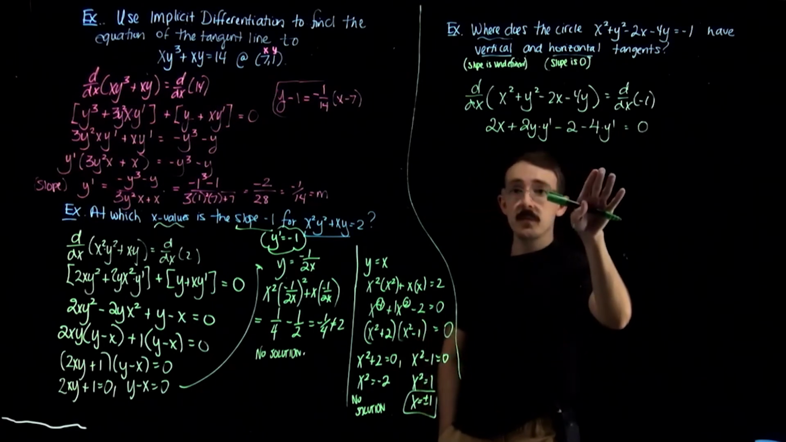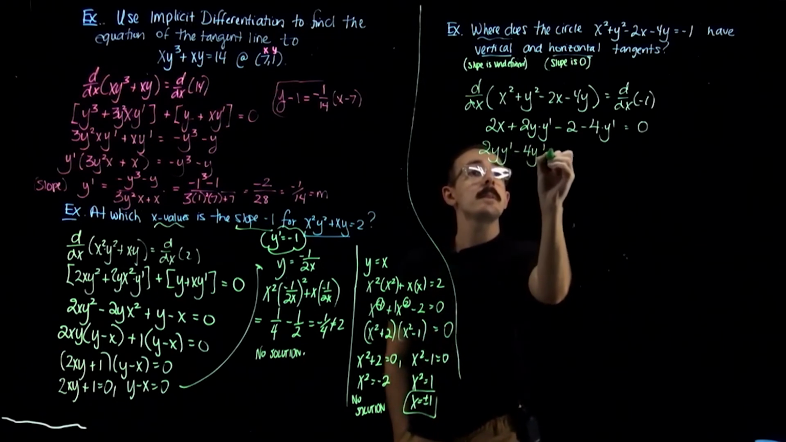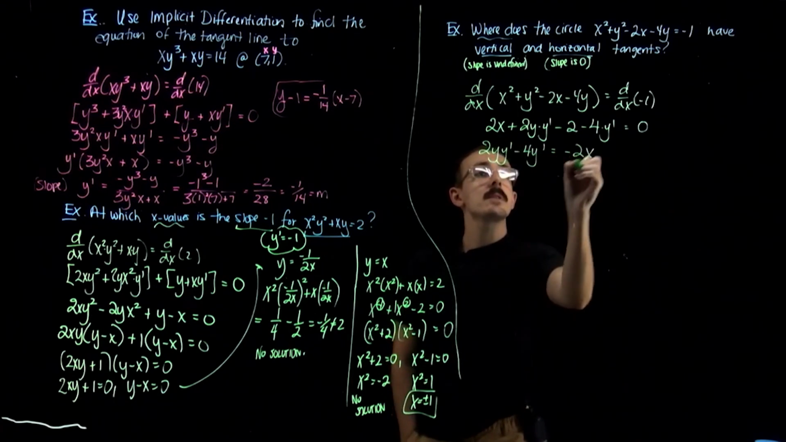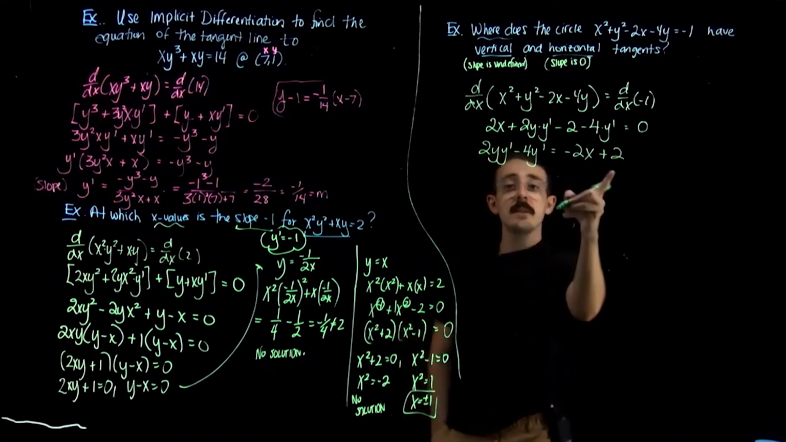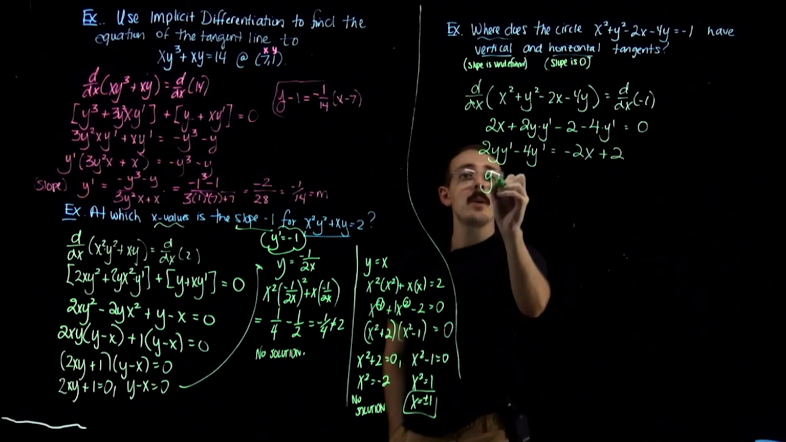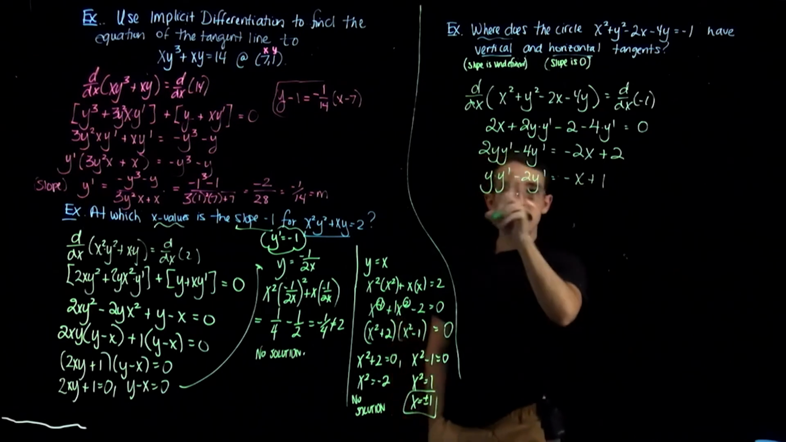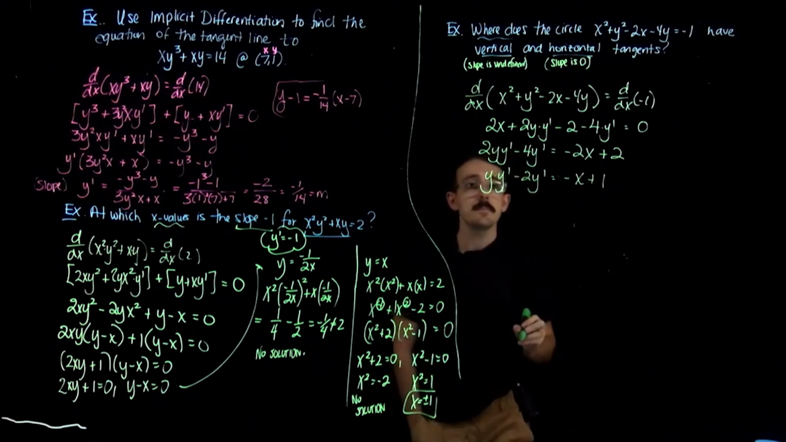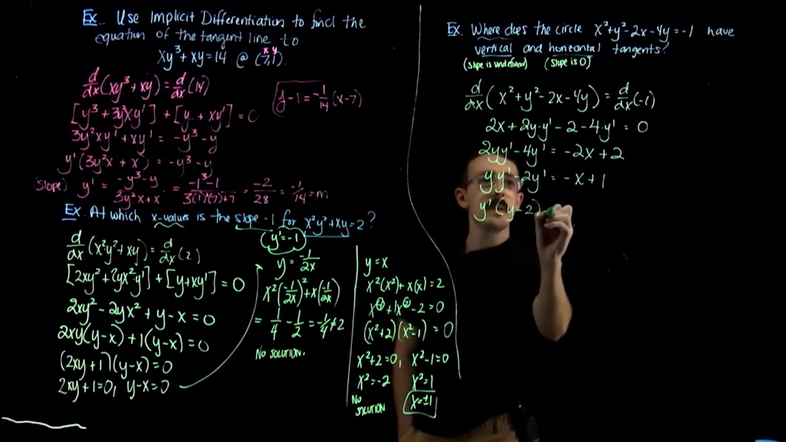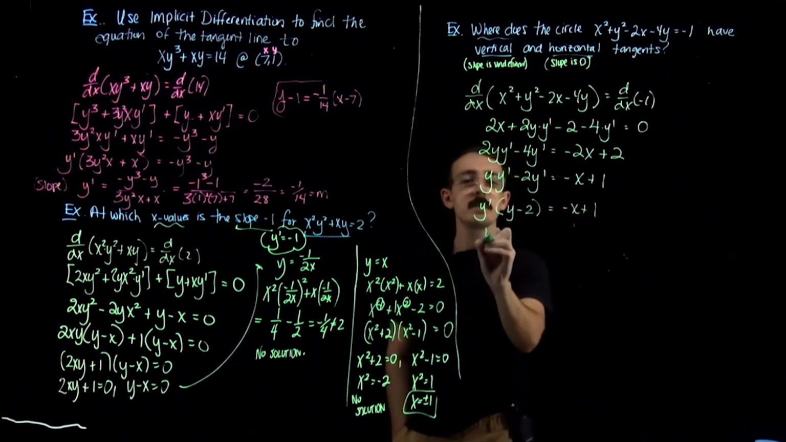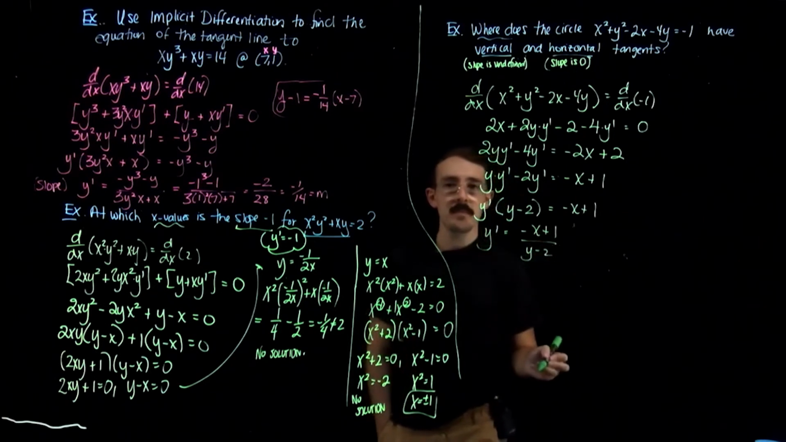I'm going to go ahead and solve this one for y prime, like I did over here. So this is 2y y prime minus 4 y prime equals, I'm going to move the 2x over and move the 2 over. I see every single term has a 2, so let's divide it out. I get y y prime minus 2 y prime equals negative x plus 1. If I factor out the y prime, I get y prime times (y minus 2) equals negative x plus 1. And this tells me that y prime is negative x plus 1 over y minus 2.